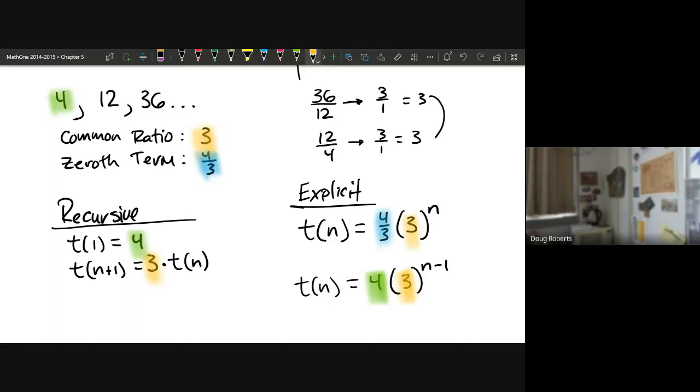And I'm smart enough that I can deal with either one of them. Either the top explicit one, which is based on the 0th term, or the bottom one, which is based on the first.